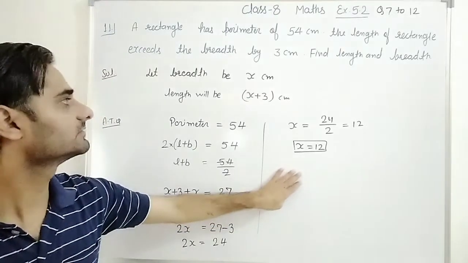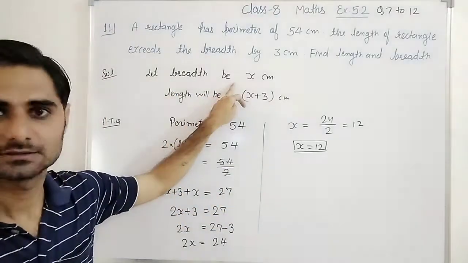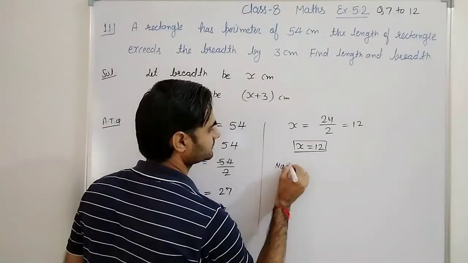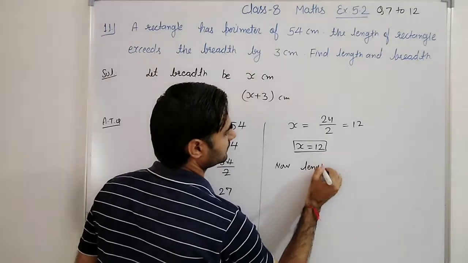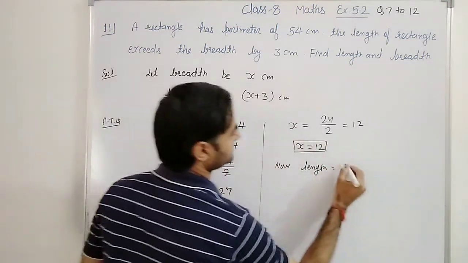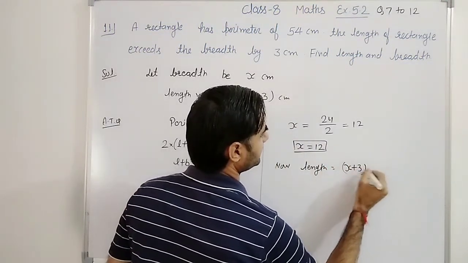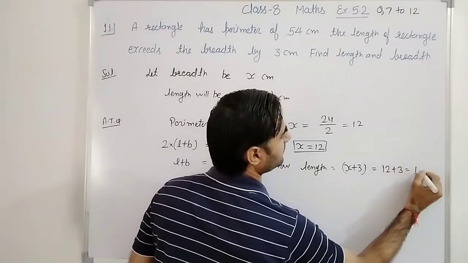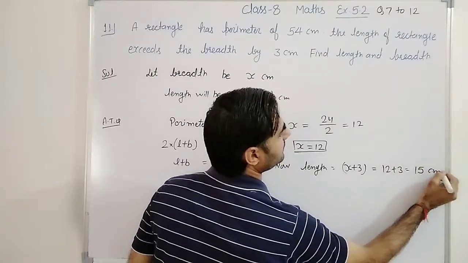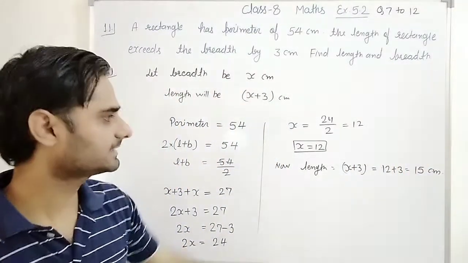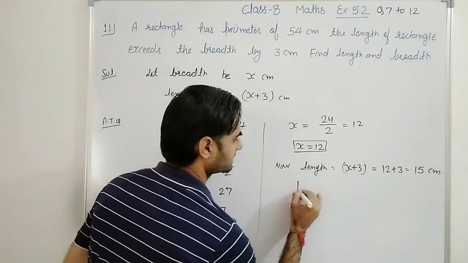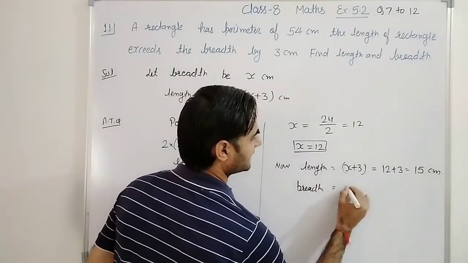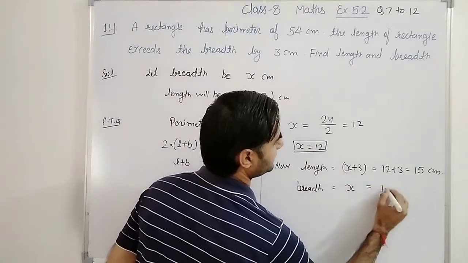So can you find now? We have breadth and we have length. So first we will write here now length. Length is x plus 3. X plus 3 means this will be equal to, x is 12 now. So 12 plus 3, 15 centimeter. Correct? Next one is breadth. Breadth will be equal to x, that is 12 centimeter only.